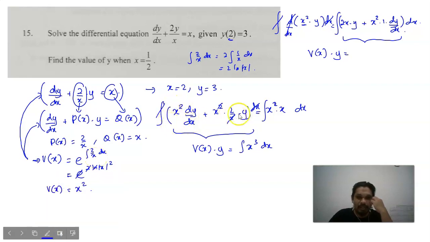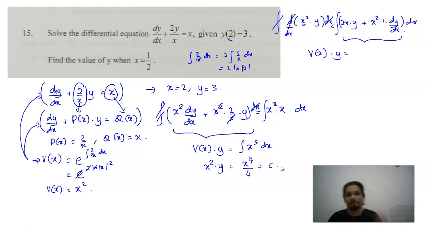Because everything that you see in this bracket is the derivative of x squared times y. So if we integrate, one is differentiate and one is antiderivative, so they are opposite and cancel each other. Then we come up with Vx times y, which is x squared times y, and the integral of x cubed dx is x to the power 4 divided by 4 plus c.